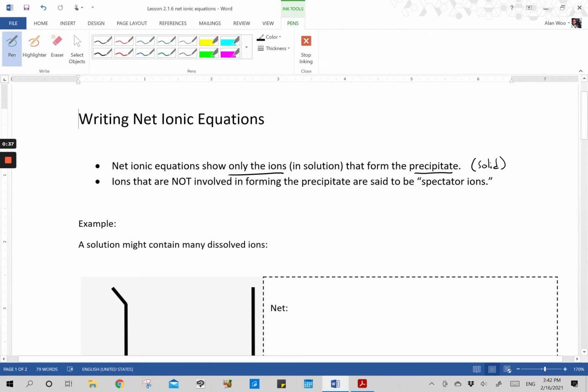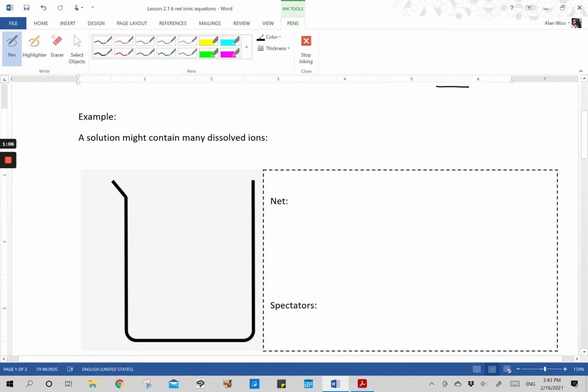Now, any other ions that might still be in solution but do not help in forming the precipitate are said to be spectator ions. Spectators are just there to observe and watch. They're not actually involved in forming the precipitate. So we often do not include spectator ions in our net ionic equation. To give you an idea of how to set up a net ionic equation and when to do it, let's look at this example down here.